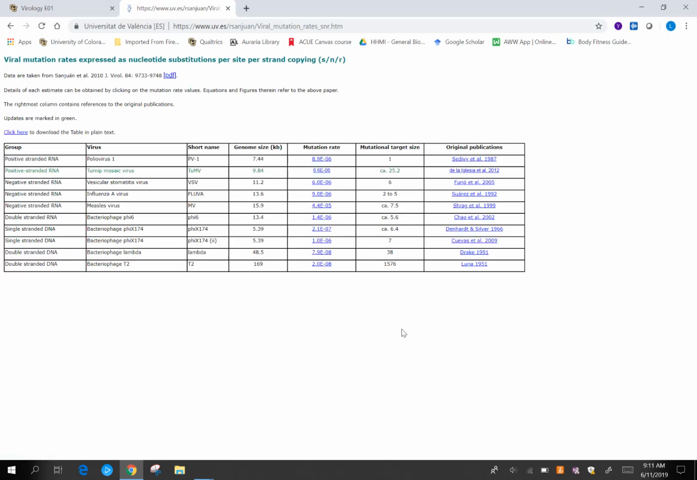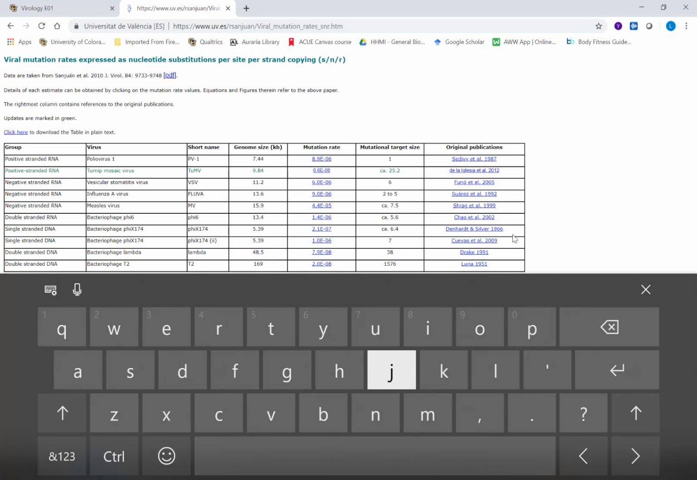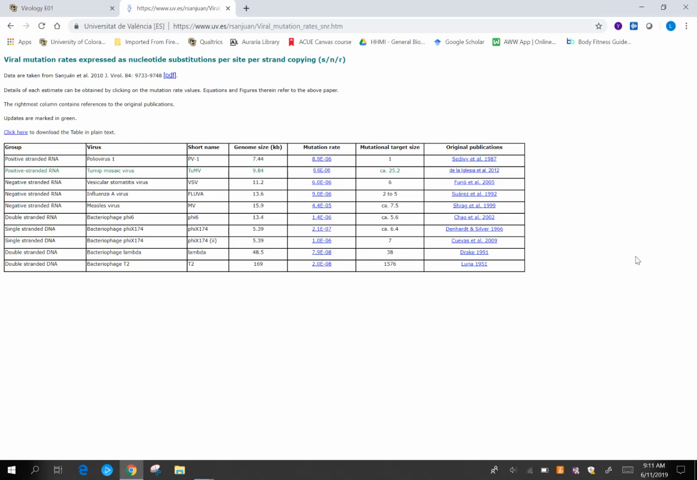But viruses actually kind of want to, let's see if I can maybe it's not right. I'm just trying to zoom in. Okay, never mind.